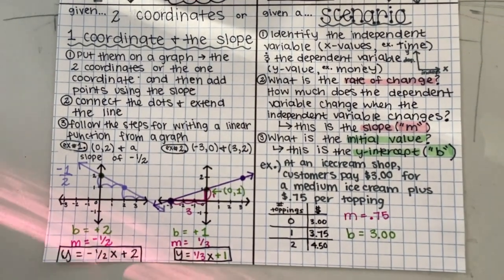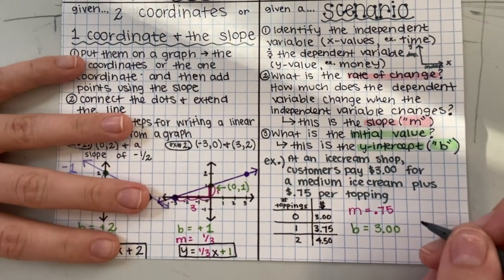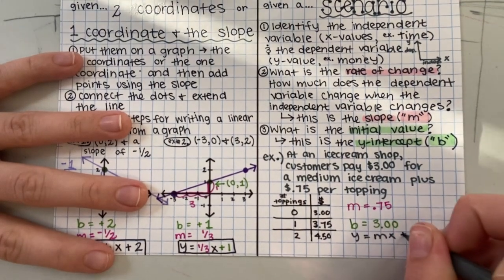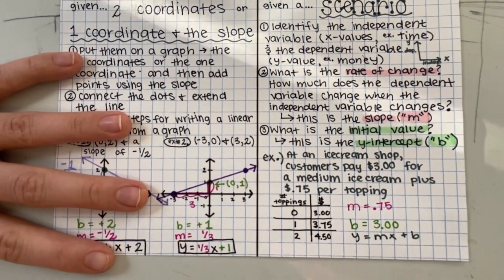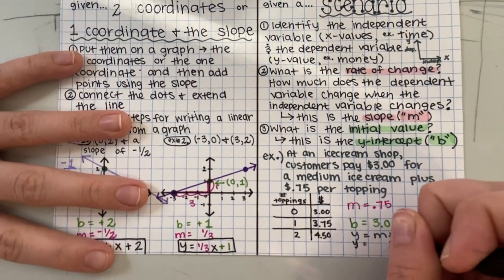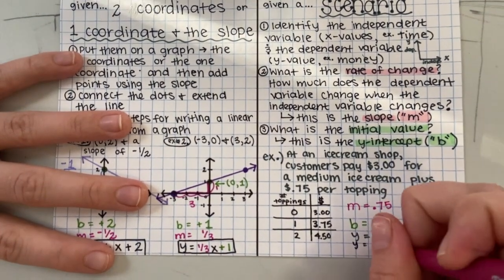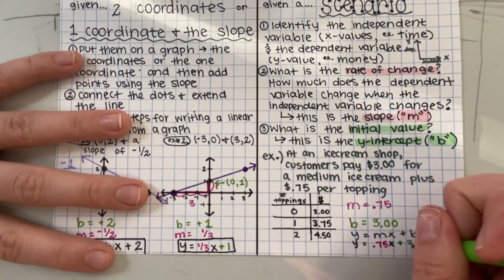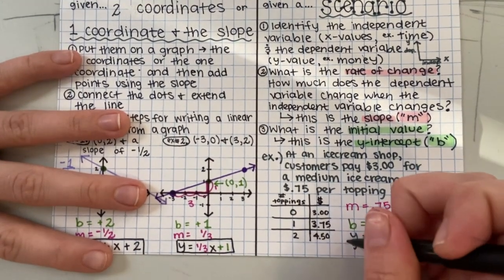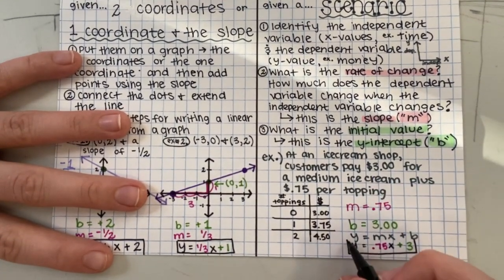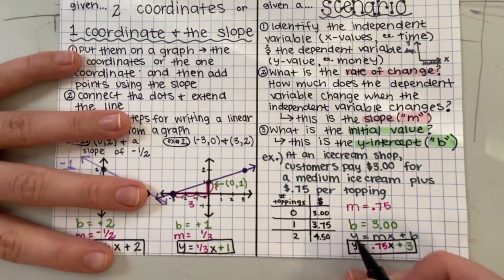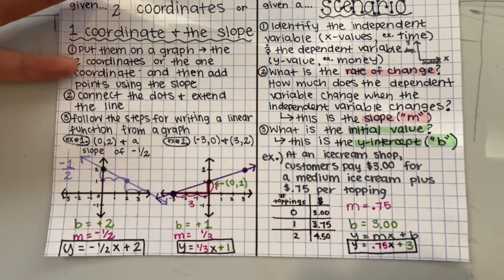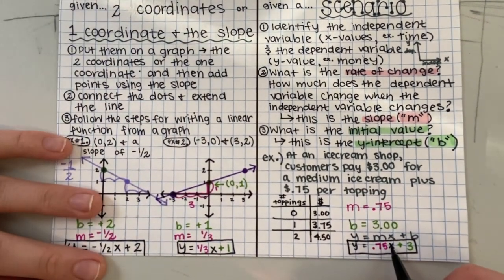So if I want to look at this as an equation, I just need to plug in that information that I just found. So I have y equals mx plus b. We know that our y is going to stay there and the x is going to stay there. 0.75 is going to replace that m. And then 3 is going to replace that b. And in this scenario, I know that y is our dependent variable. Y represents how much my ice cream is going to cost in total. And my x is my number of toppings.